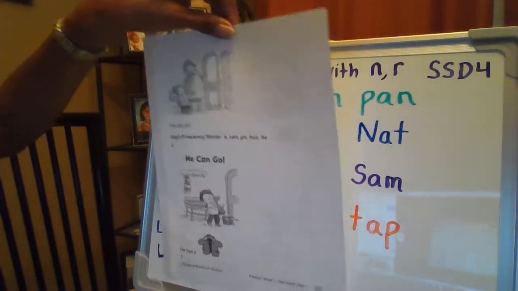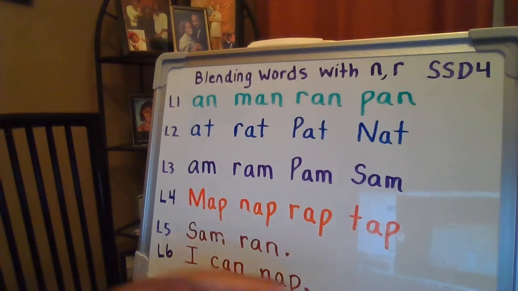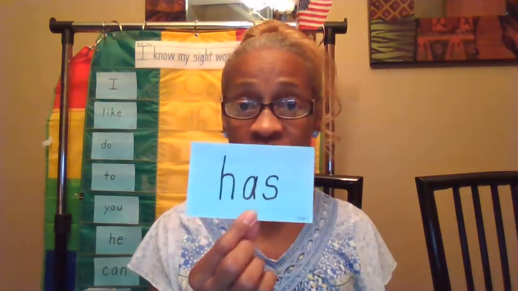All right, boys and girls. That concludes our lesson. We talked about blending with the n sound and the r sound, and we read some words. We blended some words with those sounds, and then we went over our new high frequency words, which were go, has, and a. Okay. And then you're going to read your He Can Go.